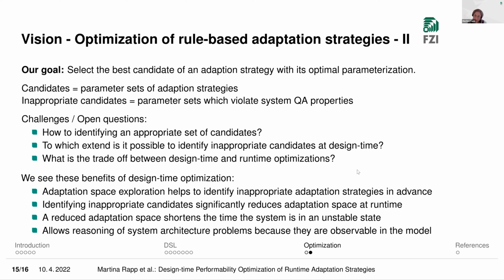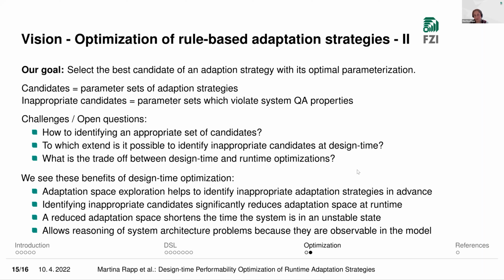On the other hand, we see the following benefits of design time optimization. One benefit could be that the exploration of the adaptation space at design time helps to identify these inappropriate adaptation strategies in advance. And this might significantly reduce the adaptation space that needs to be explored later at runtime by identifying a meaningful pre-selected set of adaptation strategies.